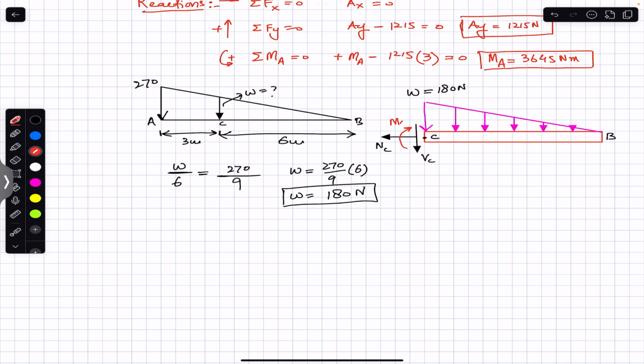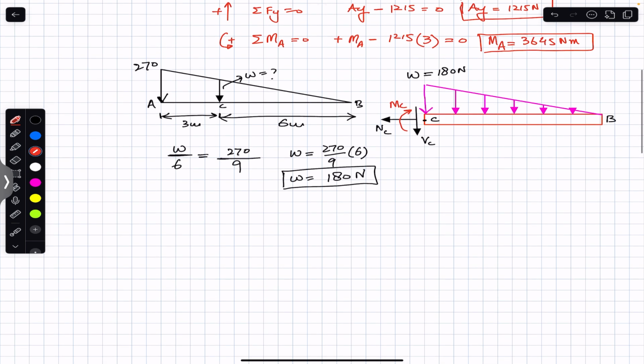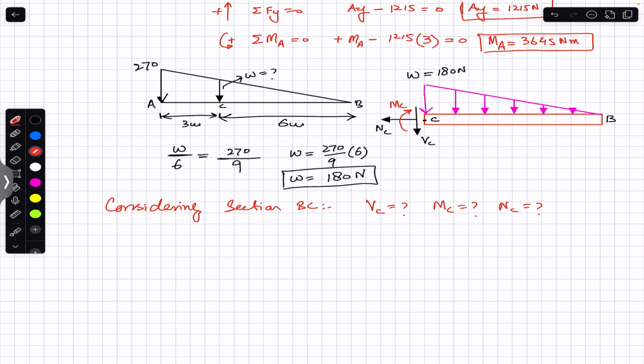Now, considering section BC, we want to find the internal loadings, we want to find VC, we want to find MC, and we want to find NC. And again, considering this BC section, we have to apply the sum of the forces in the X, the sum of forces in the Y, and the sum of moment. In other words, we have to apply the equilibrium conditions.